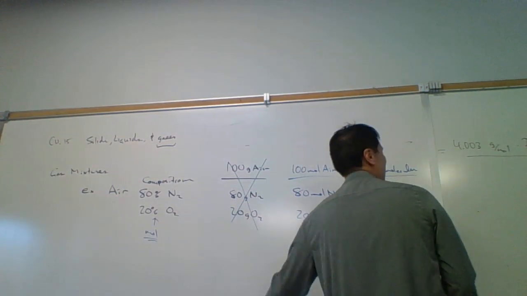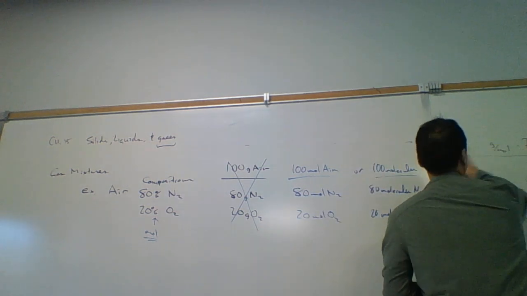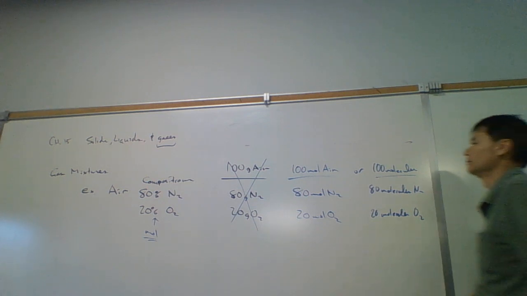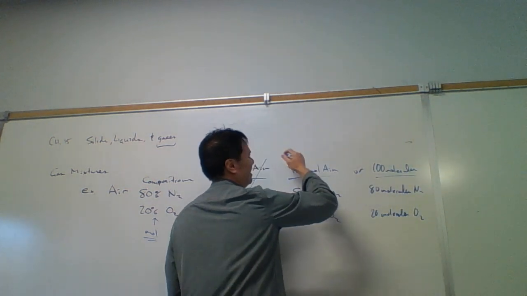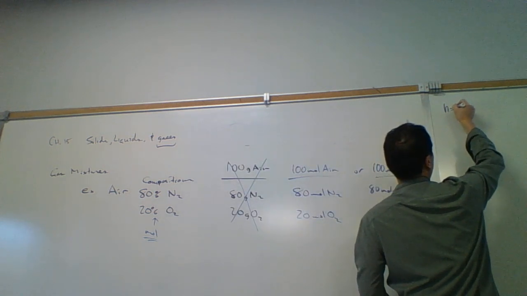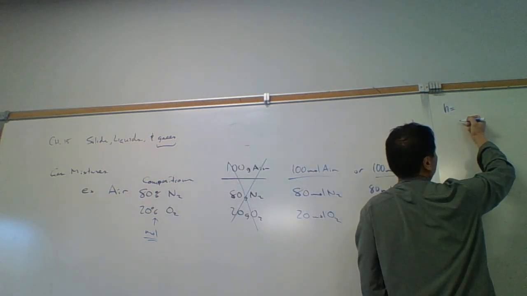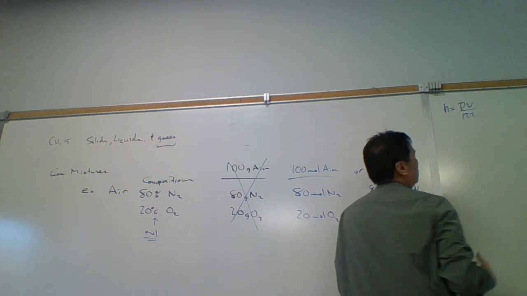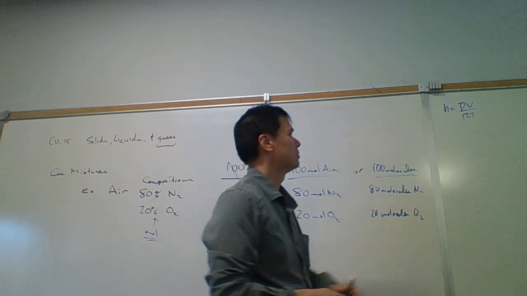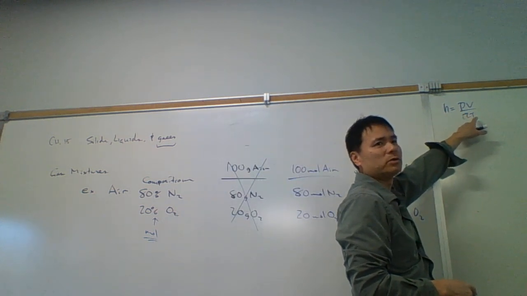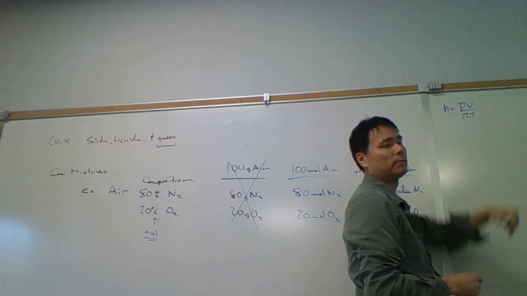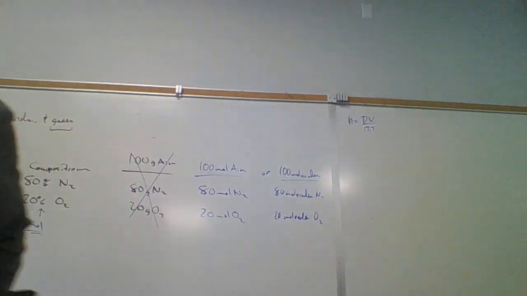Now, from the ideal gas law, the moles will be proportional to what? When we look at the ideal gas law, we note that n is equal to PV over RT. So the number of moles is directly proportional to the pressure, and the number of moles is directly proportional to the volume.